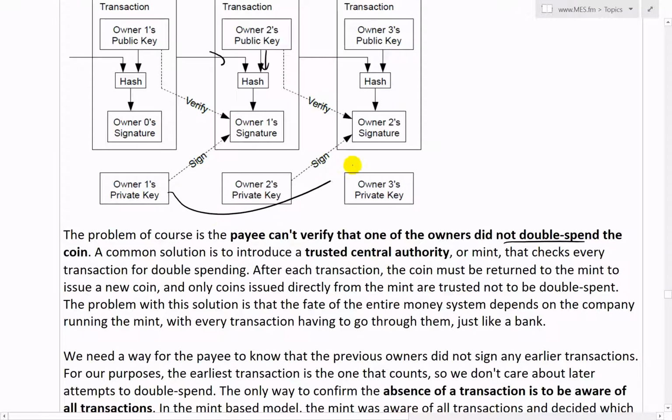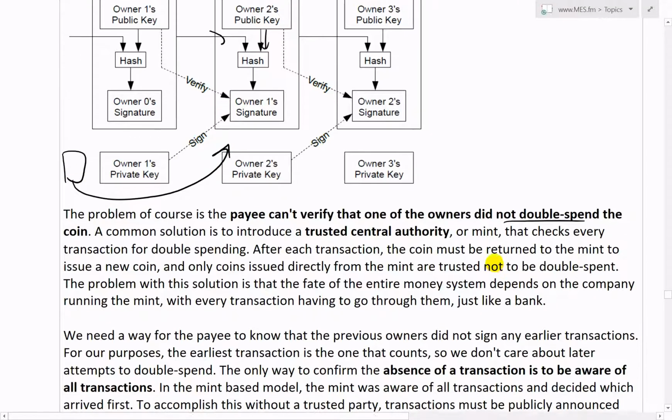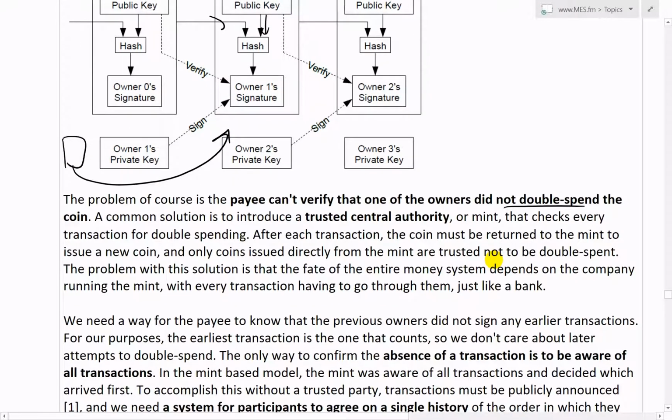meaning you do this one and then sign it twice, or made another copy of it and sent them again. So you give them a bunch of fake stuff. You give them the Bitcoin, they give you whatever you're selling it for, $100 and whatnot. So the payee cannot confirm that the owner did not double spend the coin.